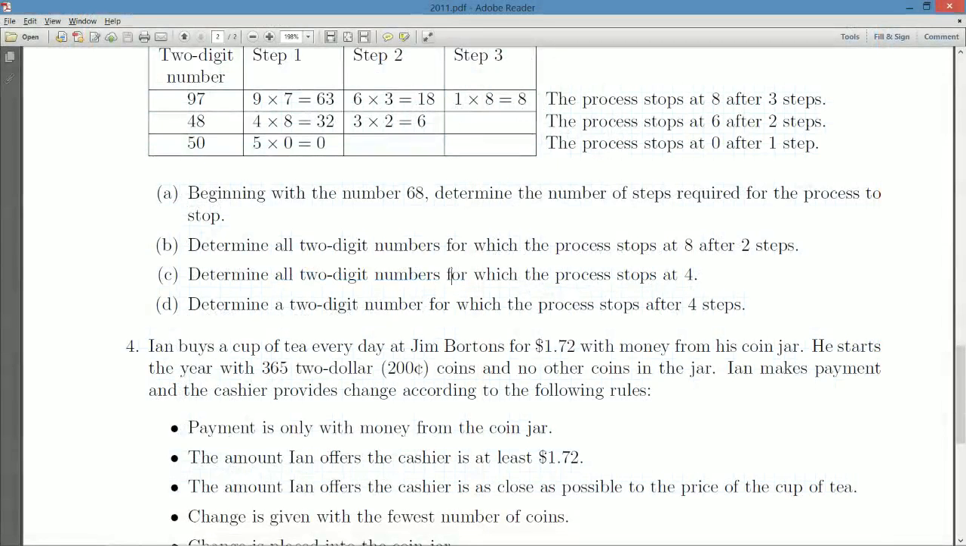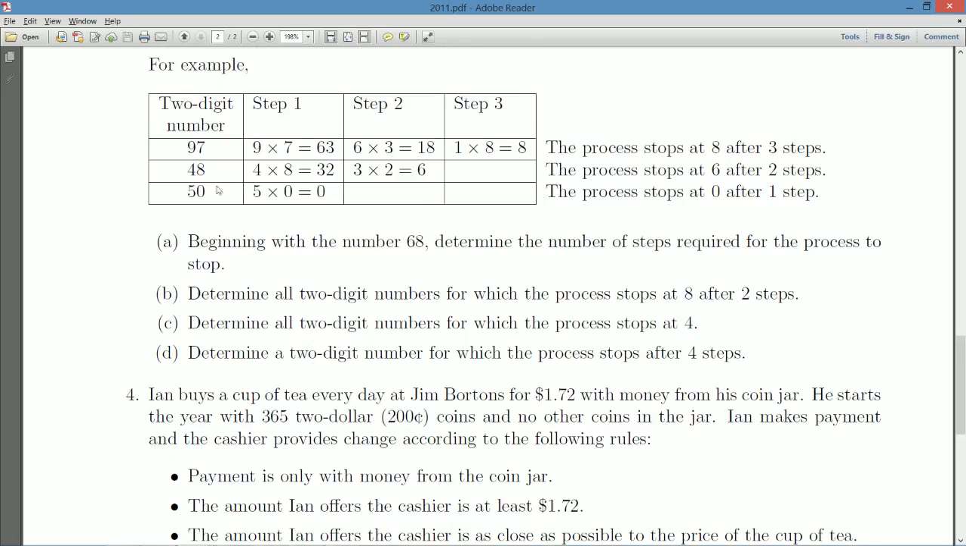Now, D, determine a 2-digit number for which the process stops after 4 steps. So far we haven't really seen anything that stops at 4 steps. Granted, at 4 we could go back 3 steps, and 8 we can at least go back 3 steps for 8. We didn't really pursue it anymore. We just went back 2 steps and found all of those. But D, determine a 2-digit number. Okay.